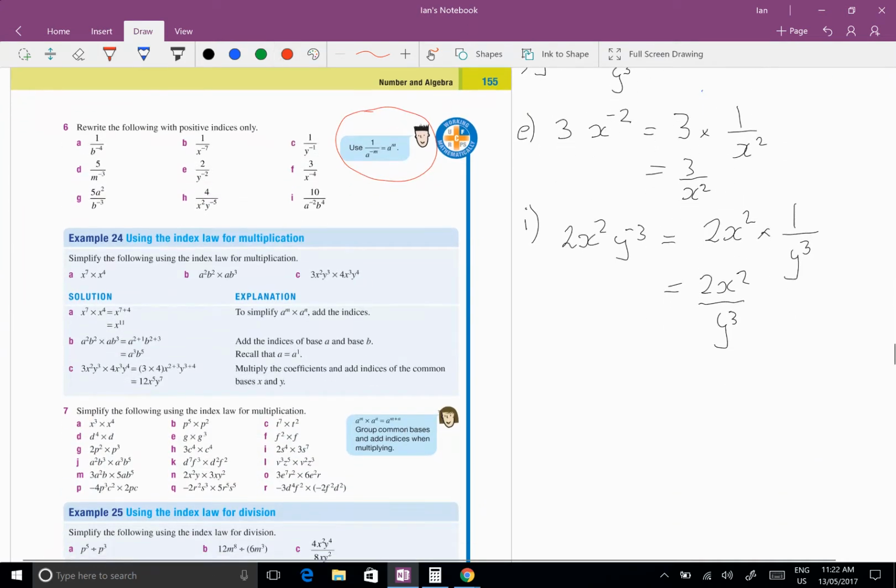Why does this work? Well, I'm going to do 6a the long way, but once you learn this, you can just jump in and change them. 1 over b to the negative 4. Well, b to the negative 4 means 1 over the top, so it's 1 over, well, look at this, I've got a fraction in a fraction. 1 over b to the 4.